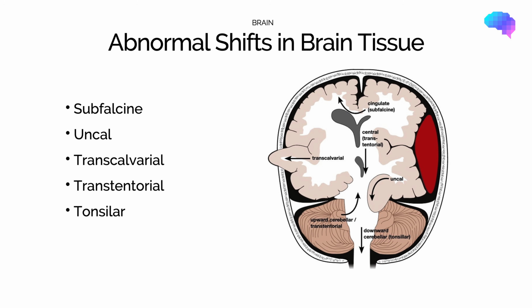And this can occur in a number of different ways depending on mass effect forces and where these forces are acting within the skull. So if you remember, the skull is a fixed space which doesn't expand or contract, so any change in pressure has to be compensated by a shift in brain tissue or shift in CSF. And when we get a large amount of mass effect and the CSF cannot compensate anymore, we have to get shifts in brain tissue as a result of this increased pressure.